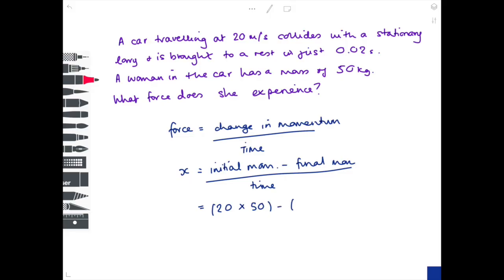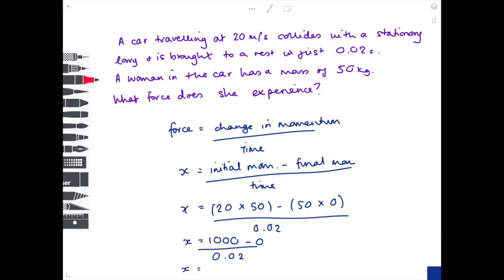Well, it's coming to a rest, which means although her mass is staying the same, the velocity obviously reduces to 0 because the car stops. And time we've told is 0.02 seconds. Use your calculator. So 20 times 50 is 1,000 minus 0 over 0.02. And therefore the force she experienced is 50,000, and the unit is a force unit, so that's newtons.